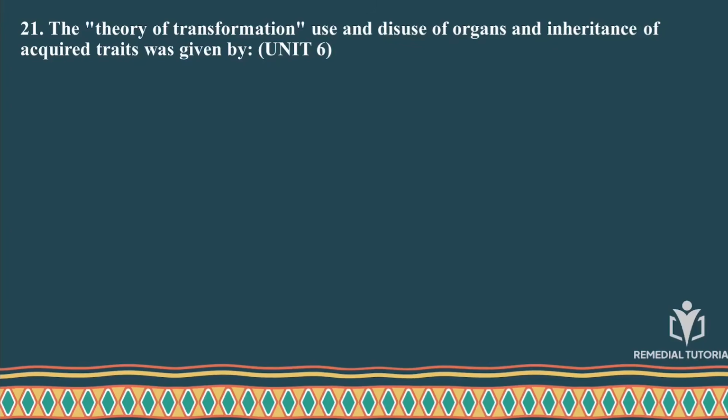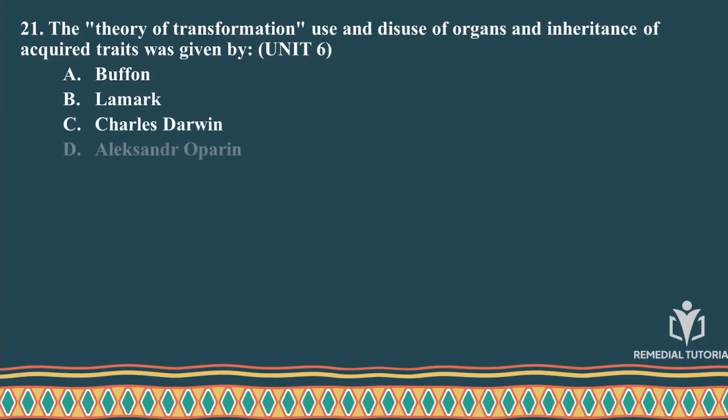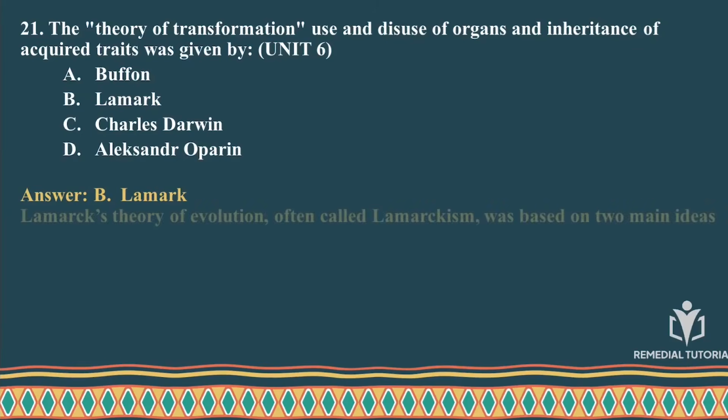Theory of transformation using disuse of organs and inheritance of acquired trait was given by Buffon, Lamarck, Charles Darwin, Alexander Pyron. It's by Lamarck.